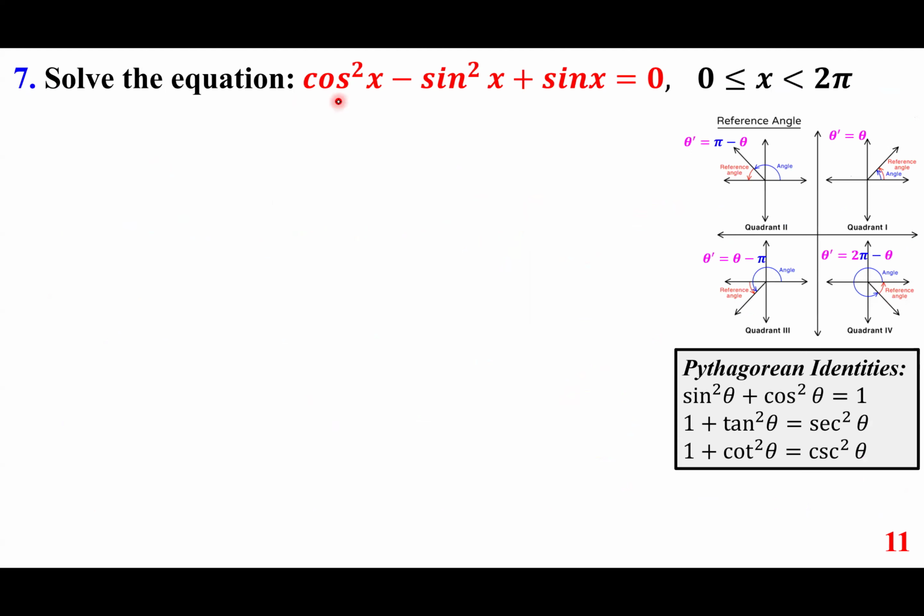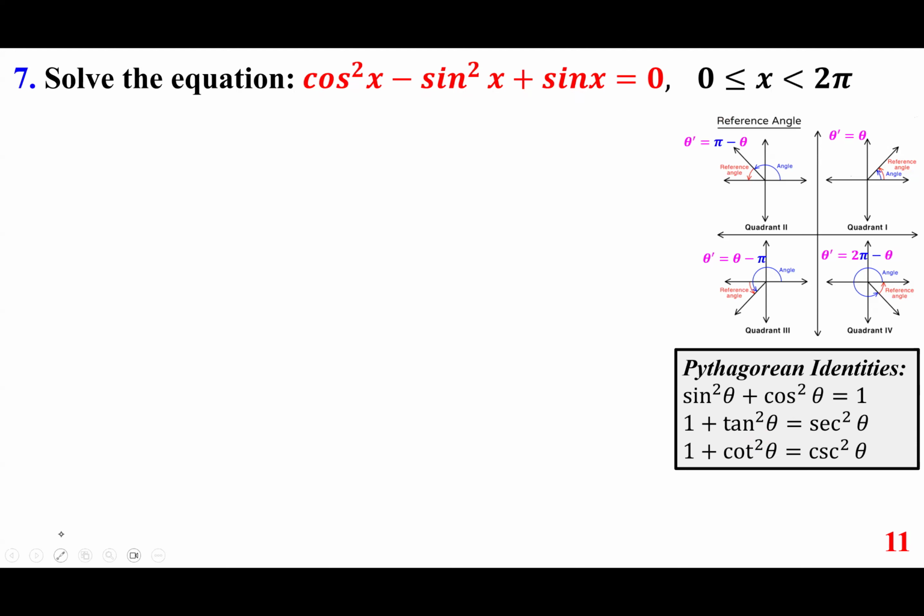Solve the equation cosine squared x minus sine squared x plus sine x equals 0, where x is between 0 and 2 pi. Again, reminding you of the reference arcs and Pythagorean identities. Everybody is comfortable with both, I hope, so we can move on. All right. Why Pythagorean identities? We have sine squared and cosine squared. You have to change one of them to the other one. How do you change it?